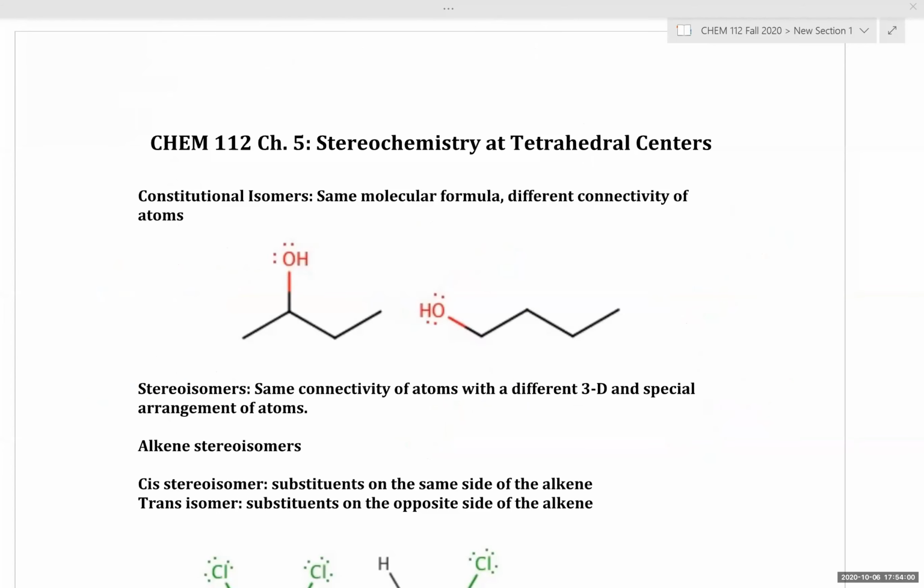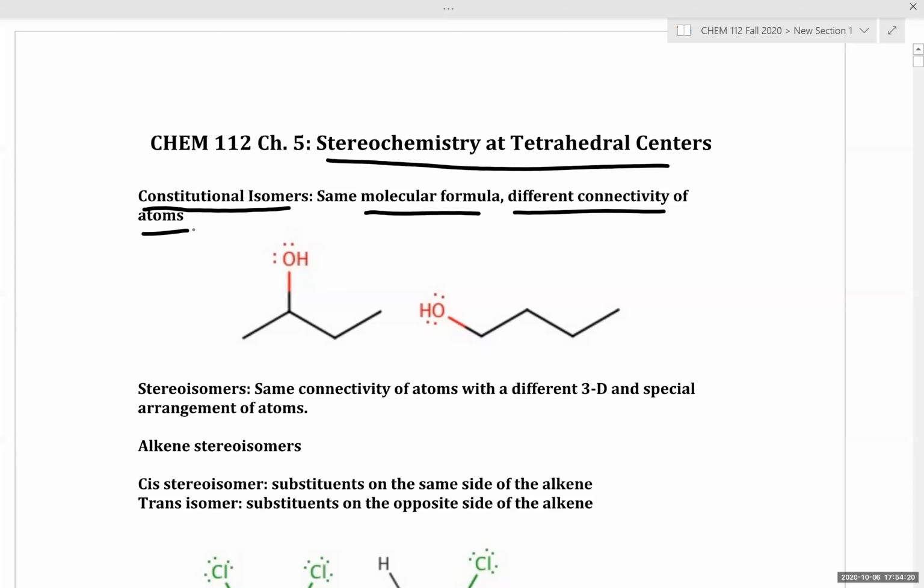Chapter 5. So we're moving on to Chapter 5, which focuses on stereochemistry at tetrahedral centers. So let's first review. Constitutional isomers have the same molecular formula and a different connectivity of atoms. For example, we have 2-butanol versus 1-butanol. Same formula, different connectivity of atoms.